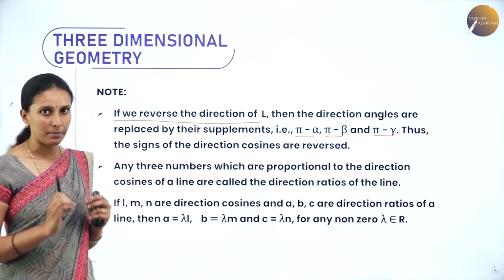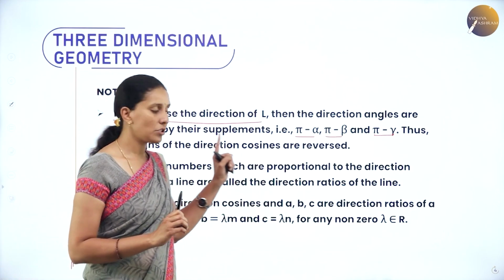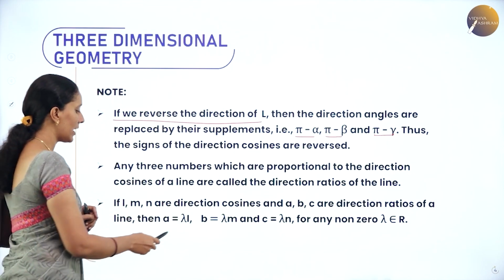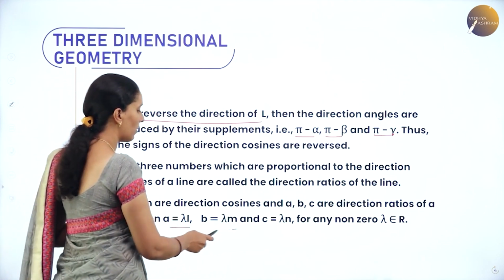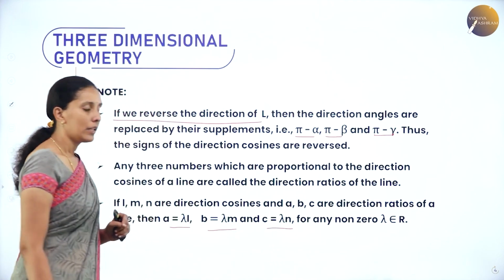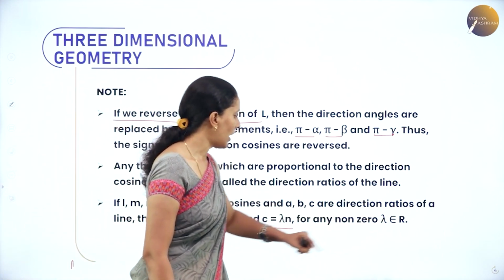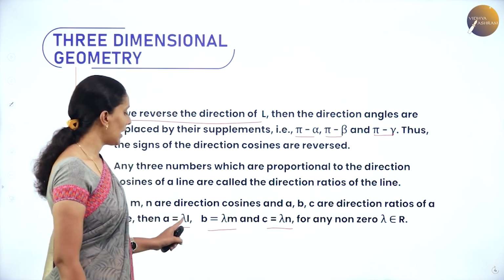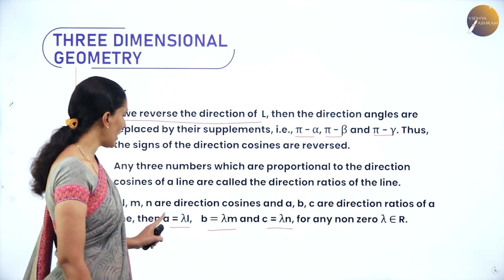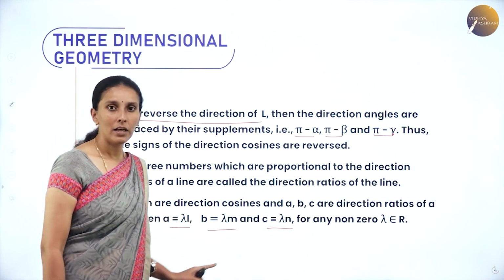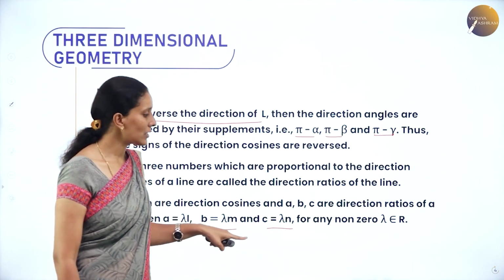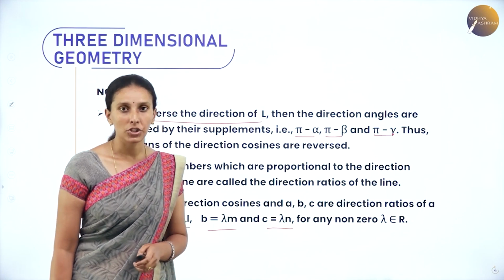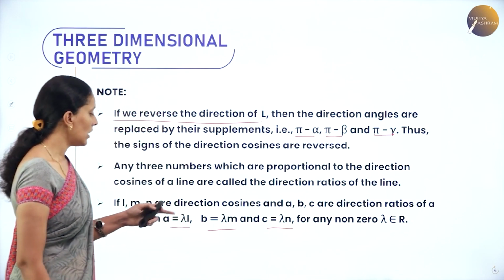Now, any three numbers which are proportional to the direction cosines of a line are called as direction ratios. For instance, if I take a is equal to lambda l, b is equal to lambda m and c is equal to lambda n, where lambda belongs to R, then we can say a, b, c are the direction ratios, where lambda is any scalar quantity. That is when you divide a by l, b by m, c by n, they are all proportional to each other. That is equal to lambda. Hence we can say here a, b and c are the direction ratios of a line.